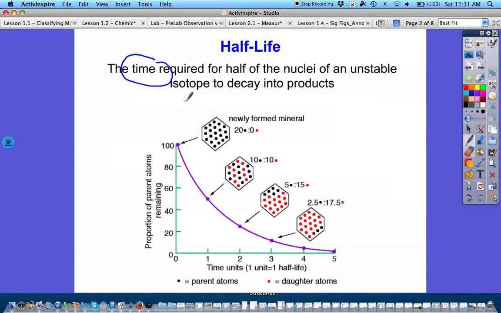So we start off with 100% parent atoms, 20 atoms that are the parent. At the first half-life, 10 of the parent atoms remain, and they are replaced by 10 of the daughter atoms. In the second half-life, half of the remaining parent atoms are decayed, and they are replaced by daughter atoms. So we have 5 parent atoms, 15 daughter atoms. And then half of the remaining parent decay as we go to the third half-life, and we have 2.5 parent and 17.5 daughter atoms.